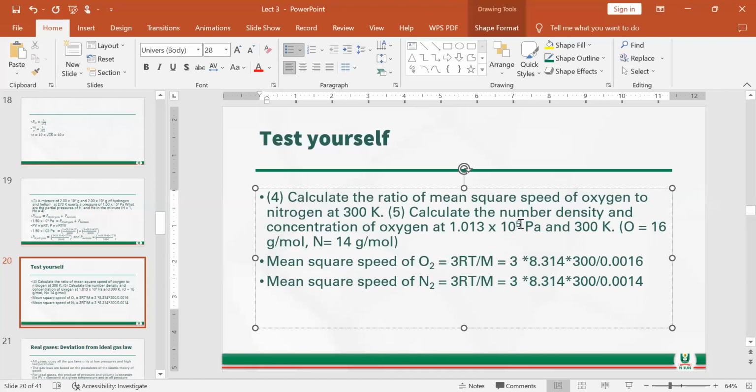Now calculate the number density and concentration of oxygen at 1.013 times 10 raised to the power of 5 Pascal, and the pressure of the oxygen is given here. So what is number density? Number density, N over V, is equal to P all over what? kT. k is the Boltzmann constant. k is equal to 1.38 times 10 raised to the power of minus 23. So that is what you get there.